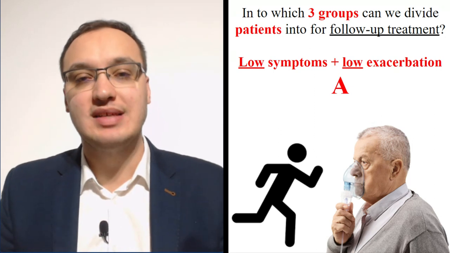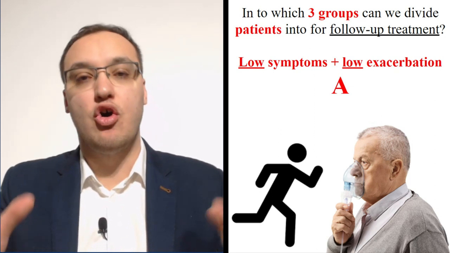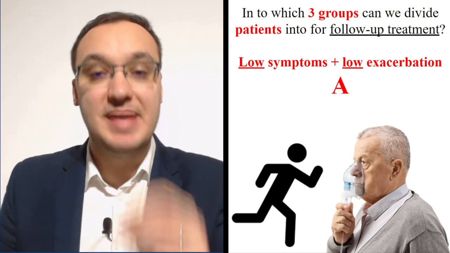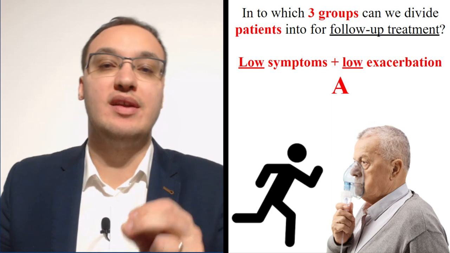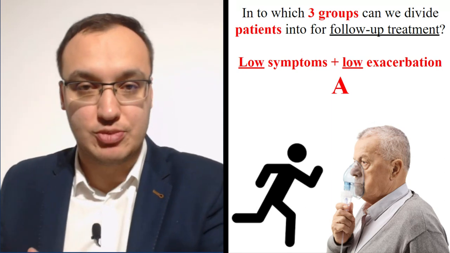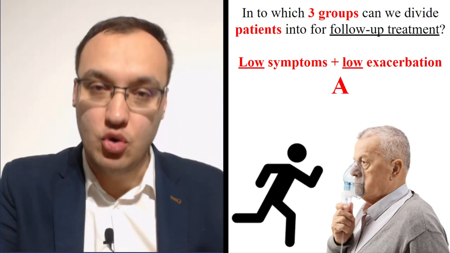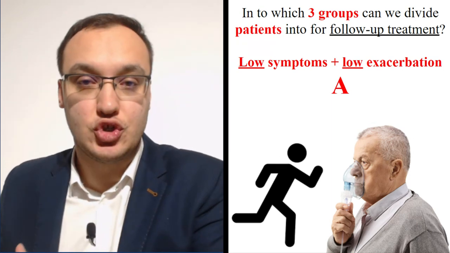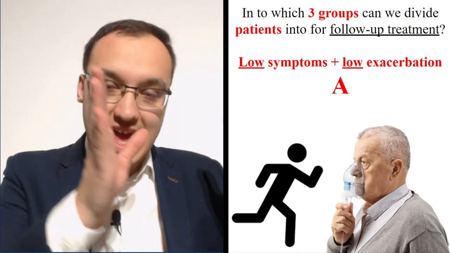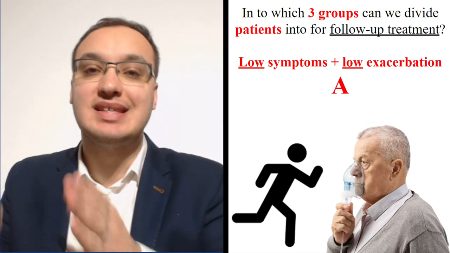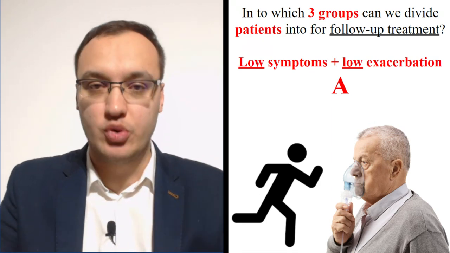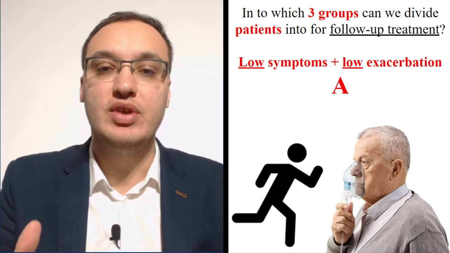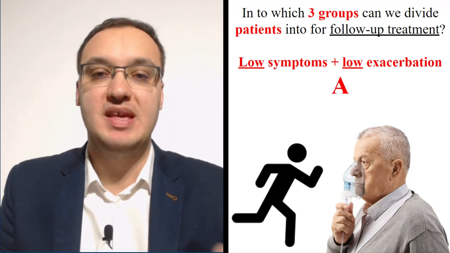So one can say that A and C are the same when we're dealing with symptoms. B and D are the same when we're dealing with worse symptoms. A and C have no or almost no symptoms, B and D have much more symptoms. But A and B have low exacerbations, C and D have high exacerbations. So when we're talking about low symptoms, low exacerbations, then we need to look at which is this, A, B, C, or D.